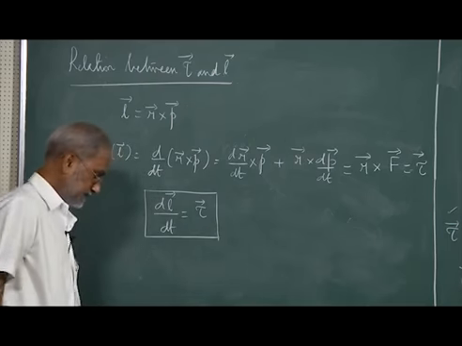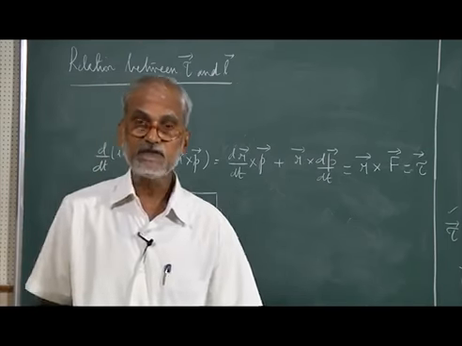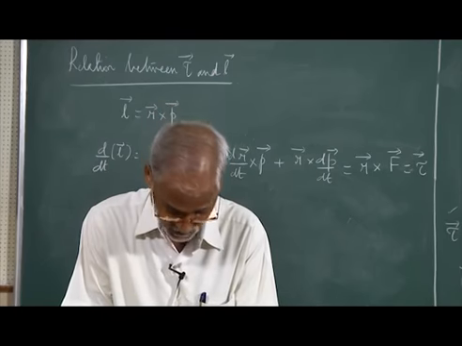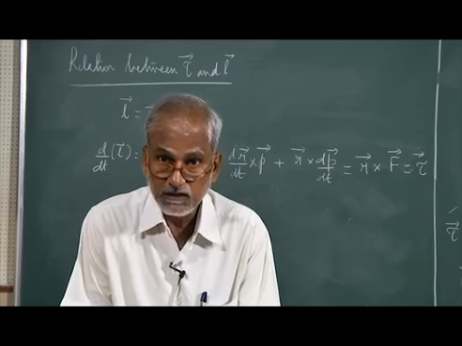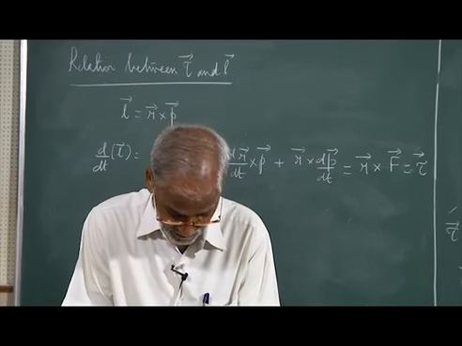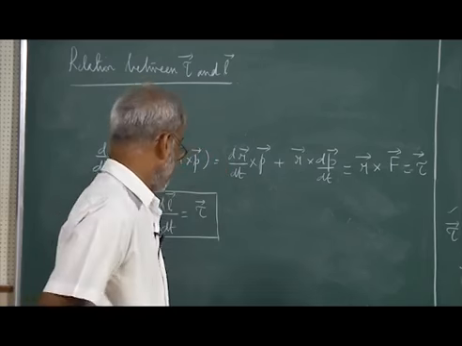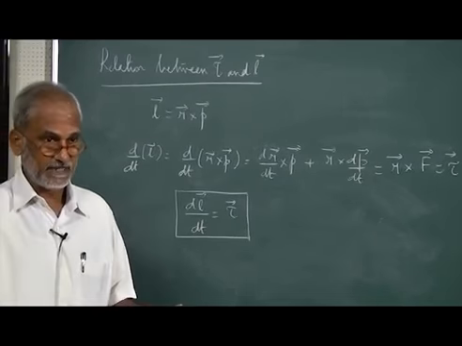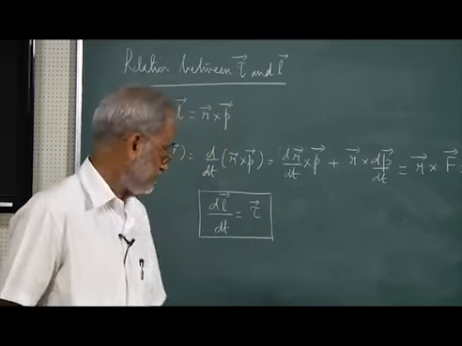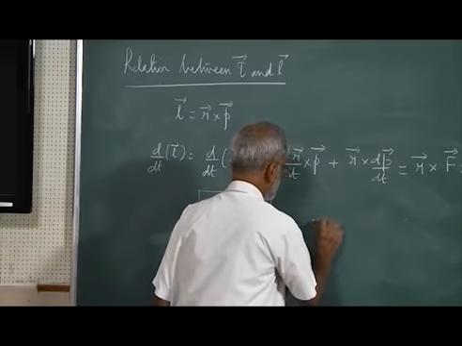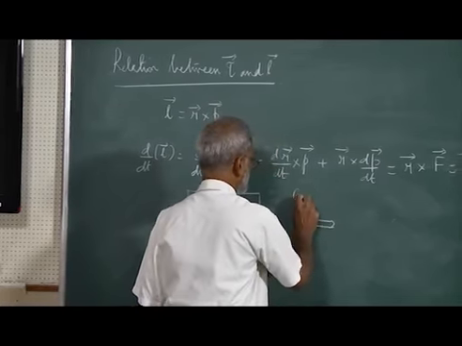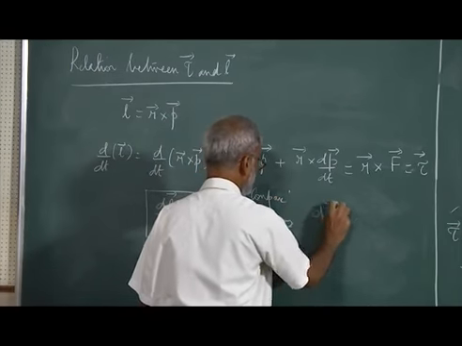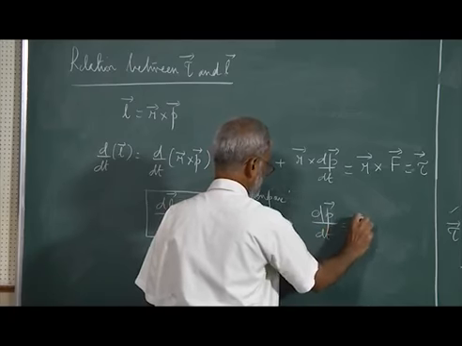You say that the time rate of change of angular momentum is equal to torque. This is something similar to, when you compare this equation with what you call the kinematics in one and two dimensions, general Newton's equation. What is it that you get? Compare this with dp by dt is equal to F.